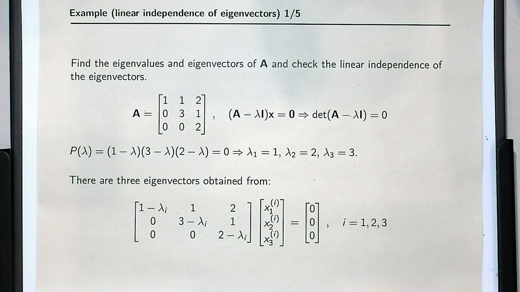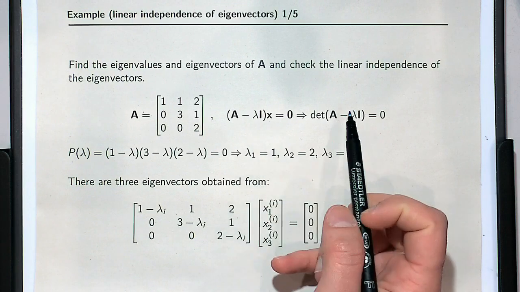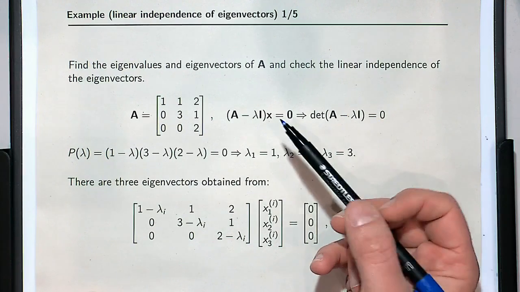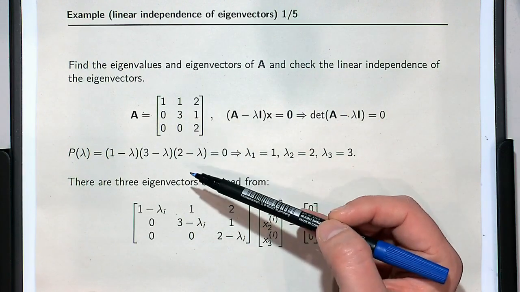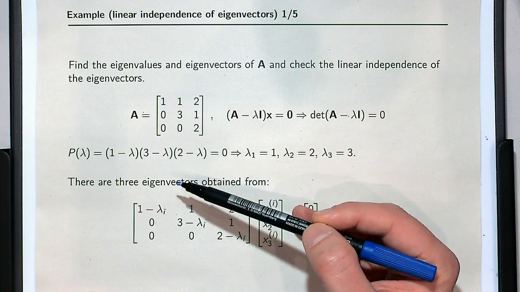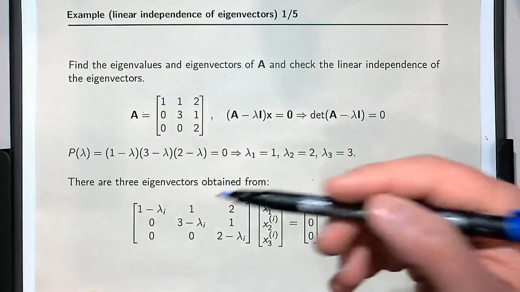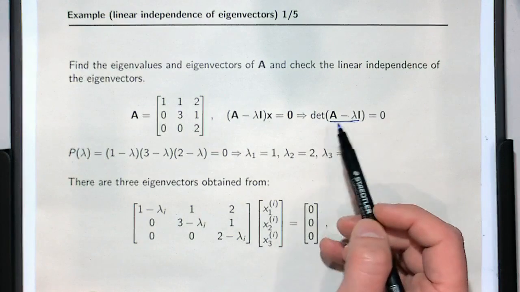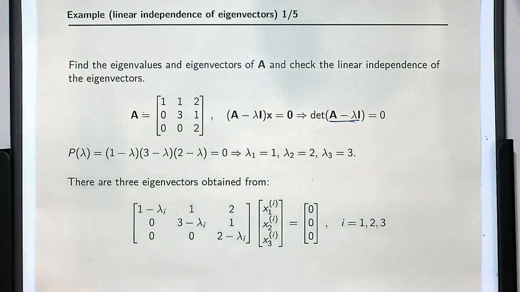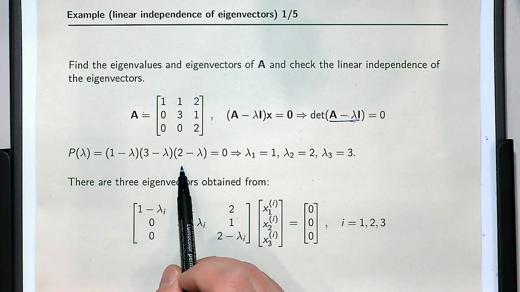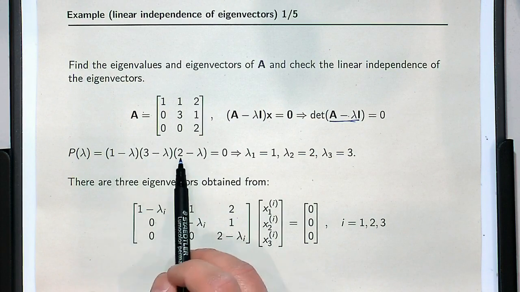So again, we start from the basic definition that we had. Always start from here. Then we say that the determinant of A minus lambda I has to be zero. If you look at the slides from the previous session, you see that this is an upper triangular matrix, and for that we can calculate the eigenvalues in a very easy way, because when you calculate the determinant, only the elements on the main diagonal contribute. So already it's clear from here that we have three distinct eigenvalues.